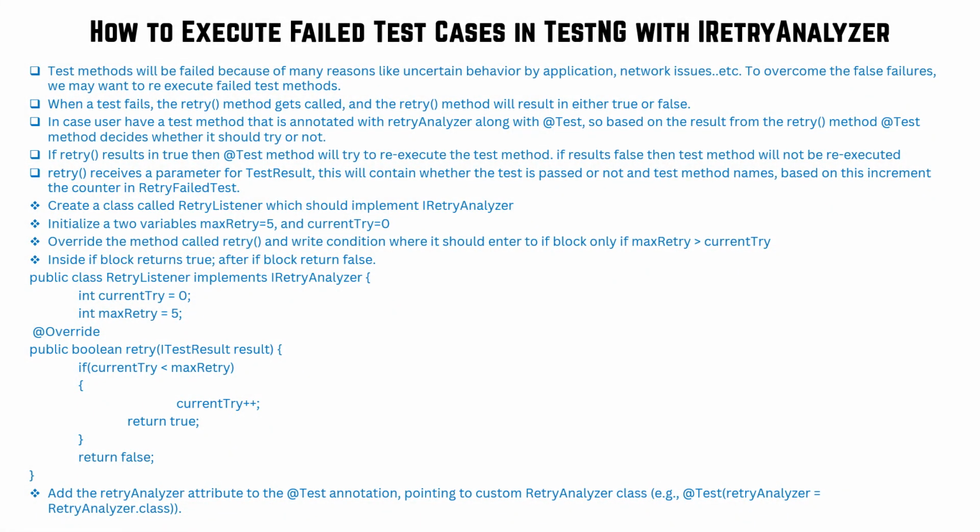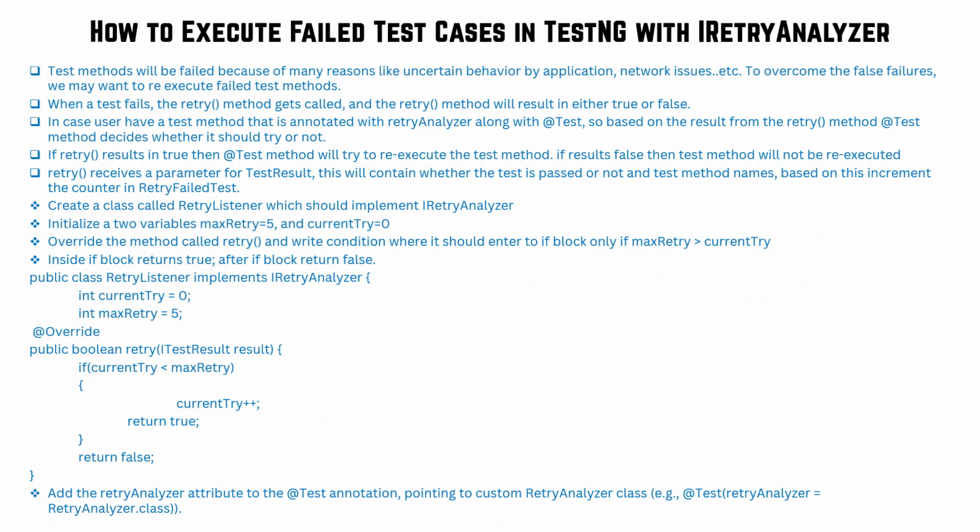The test method can fail for many reasons, like uncertain behavior of the application, network issues, etc. To overcome the false failure, we may want to re-execute the failed test cases. We can give the number of iterations, whether 3 times, 4 times, 5 times, or 10 times, that I can control. Though we are automating, I can give that value.